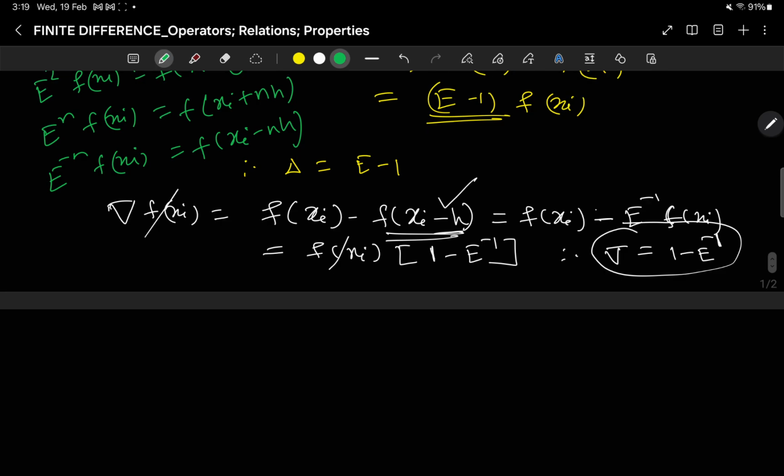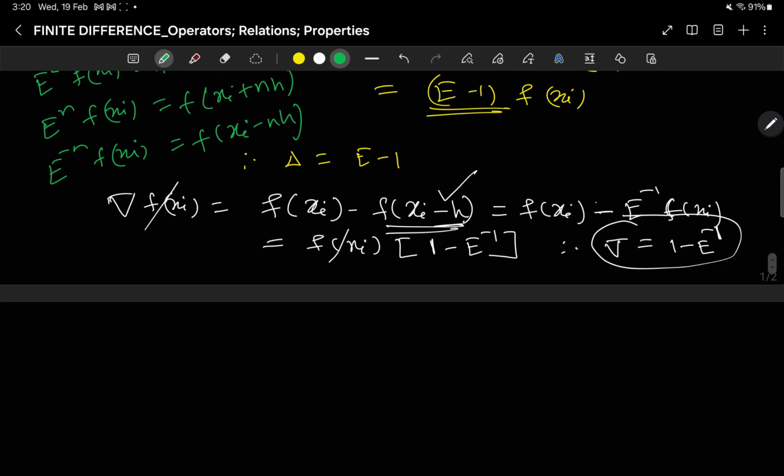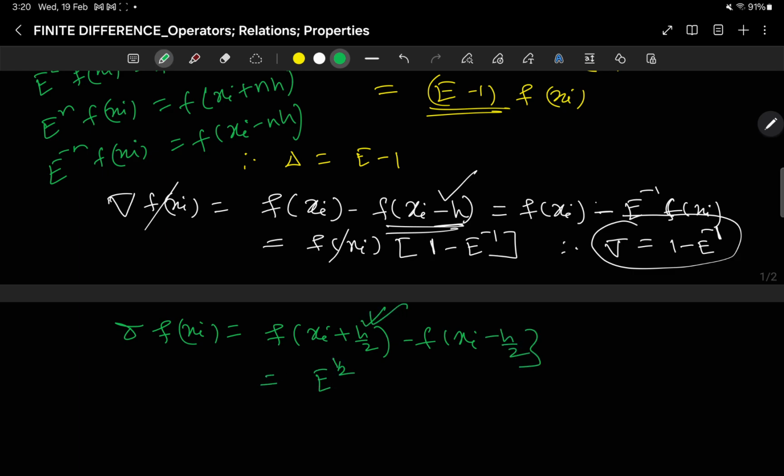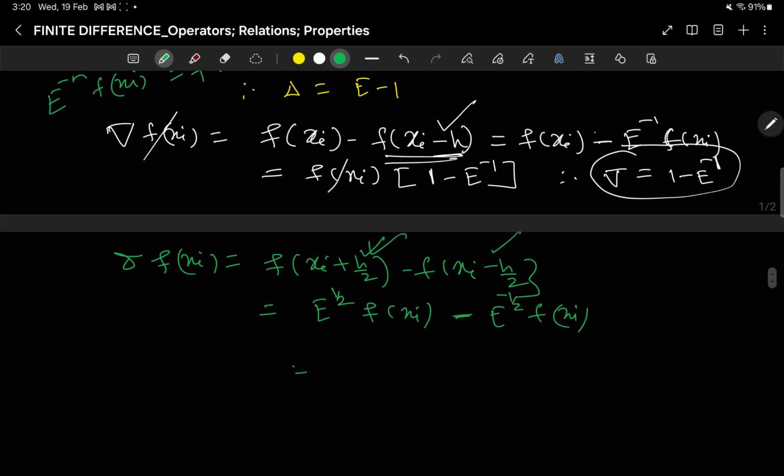Okay. Next, coming to your central operator. If I ask del fxi, what does it mean? It is f xi plus h by 2 minus f xi minus h by 2. You see now, the coefficient of h is half. So this is E to the power half fxi, and this coefficient is minus half, E to the power minus half fxi. So you see, E to the power half minus E to the power minus half fxi.